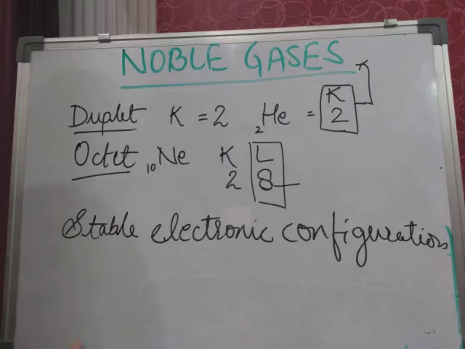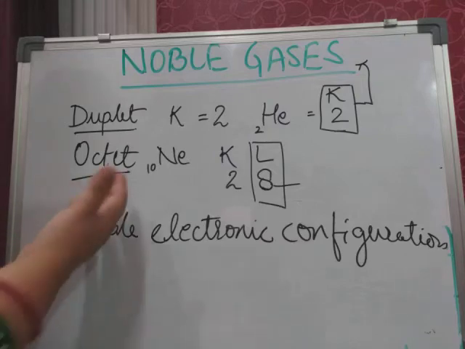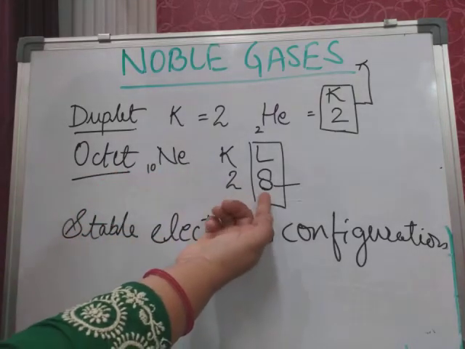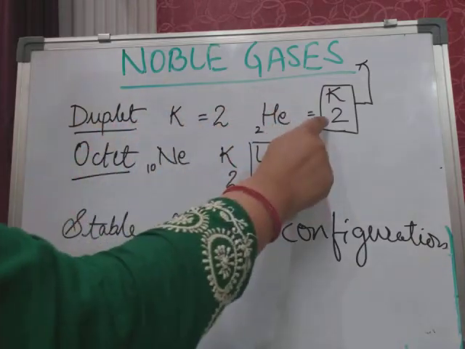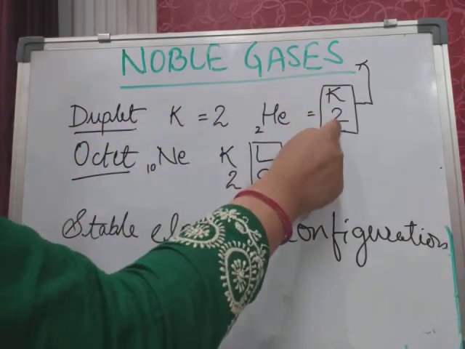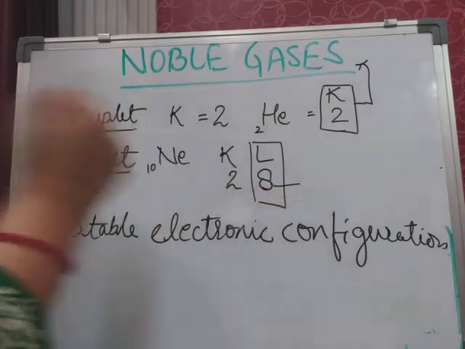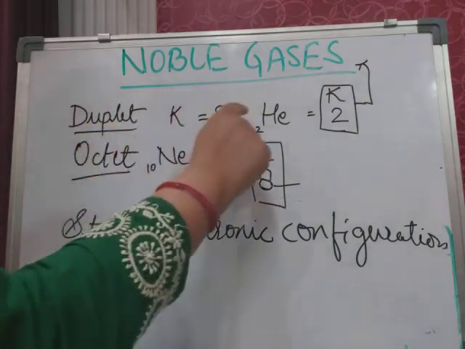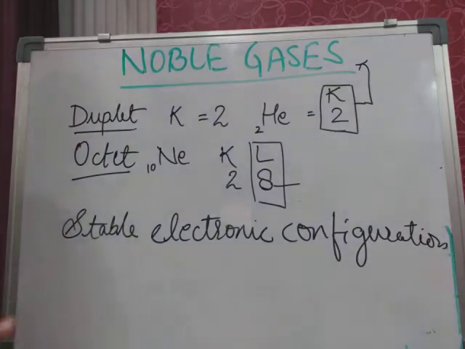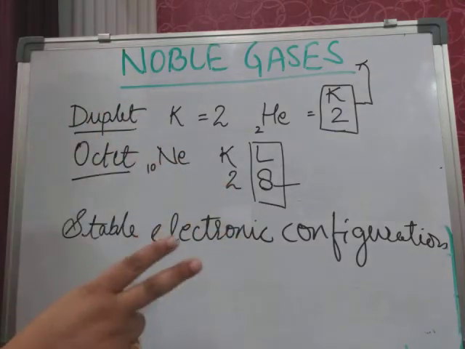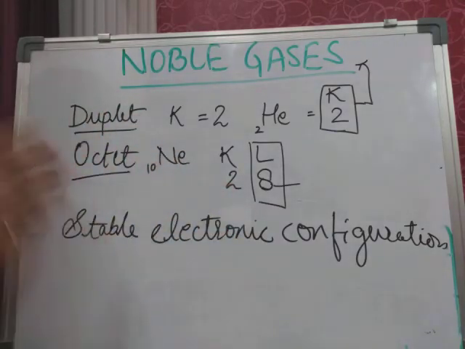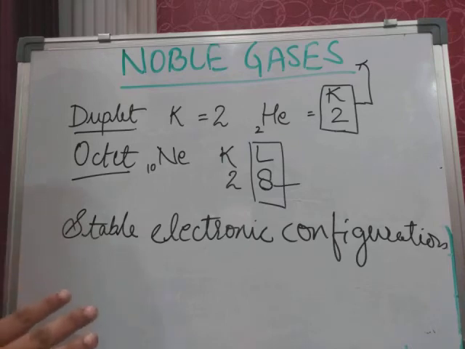See, all the noble gases have their octet complete except helium. Helium's duplet is complete. All the other gases have their octet complete, and in helium only, the duplet is complete. Duplet means helium has 2 electrons in its outermost K shell. It has only one shell, that is the K shell only, and that too is complete.